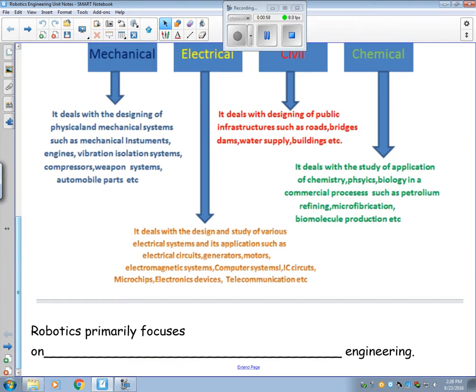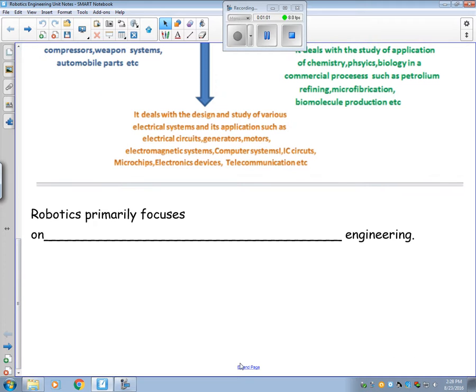In robotics, primarily we're going to focus on the mechanical, electrical, and software engineering. I'm sure some people would call software more computer sciences or computer engineering.